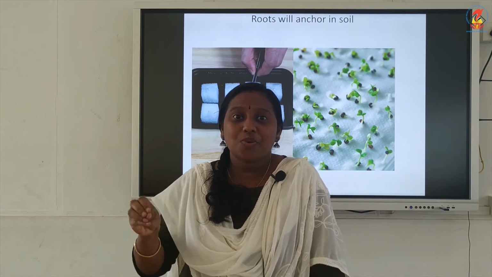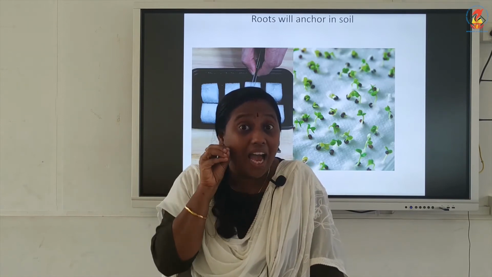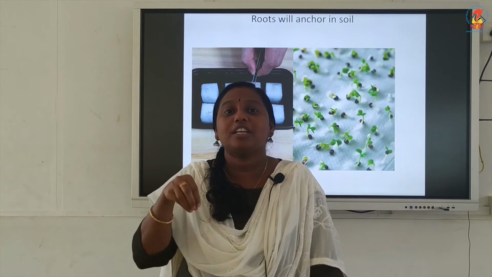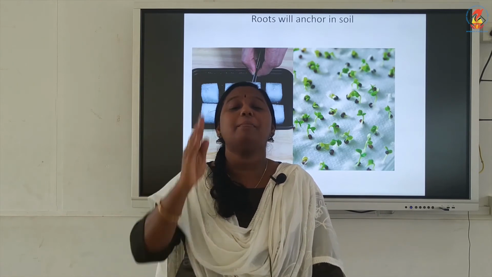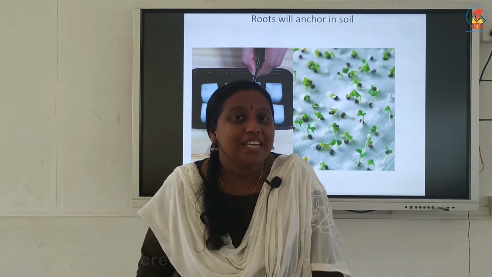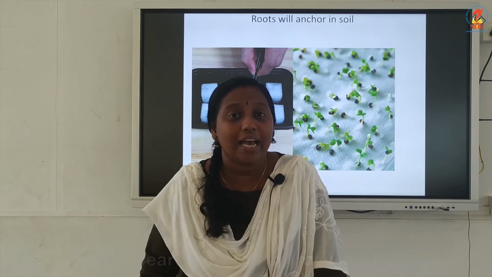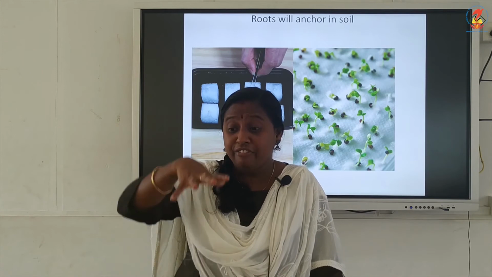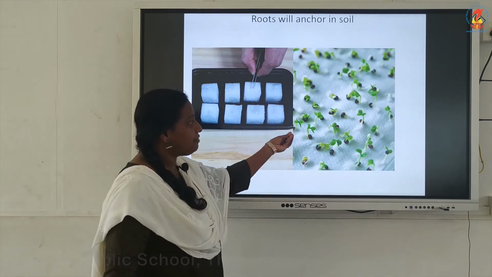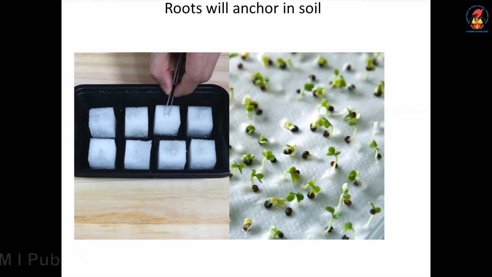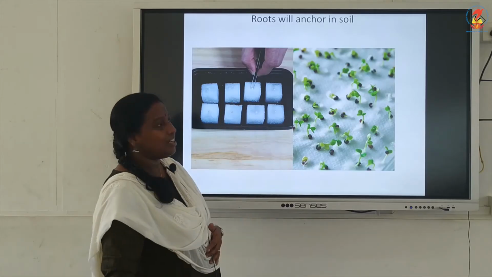So actually the roots have anchored themselves to that cotton and it has made the plant firm in that cotton. This is an activity to show you that the roots will be anchoring firmly onto the soil. You just take a little bit of plants and put them in wet cotton. After a few days you try to take out the sprout. It will be very difficult because the roots have properly anchored onto the cotton.